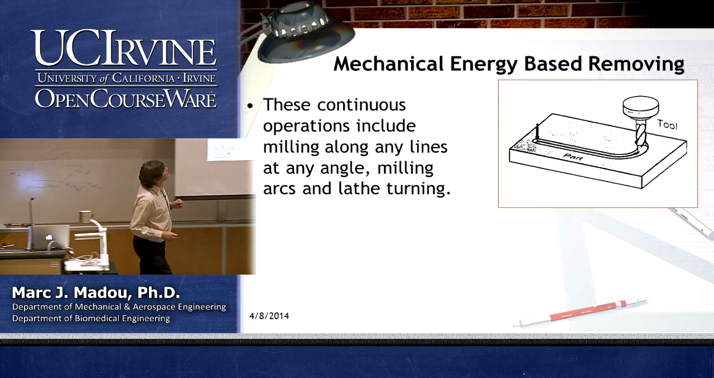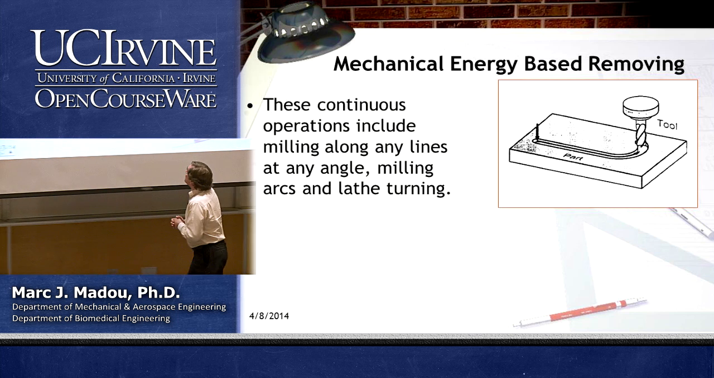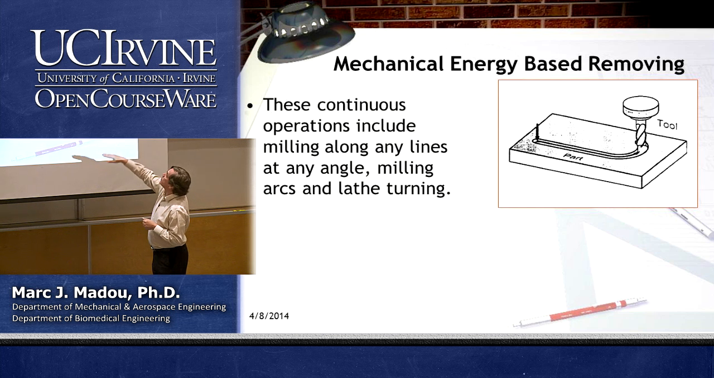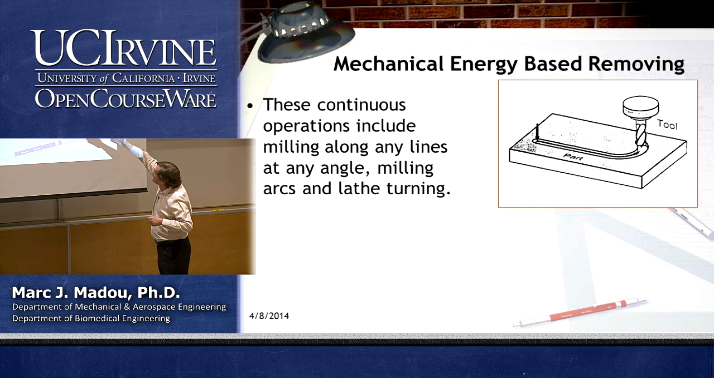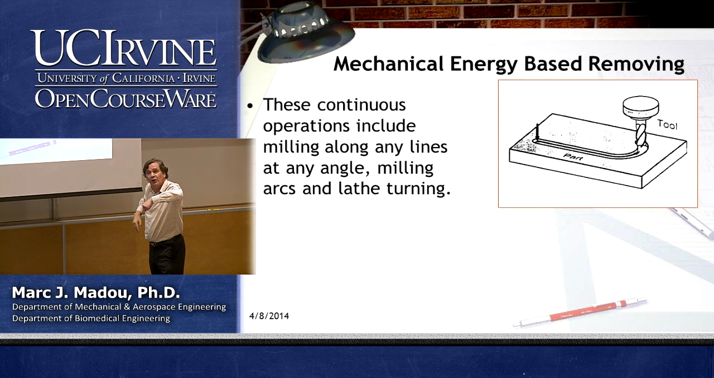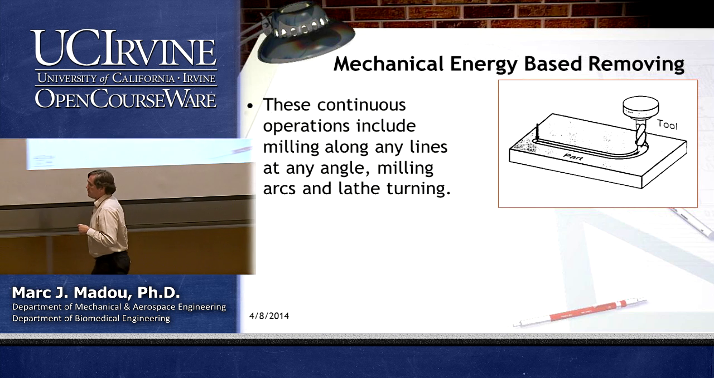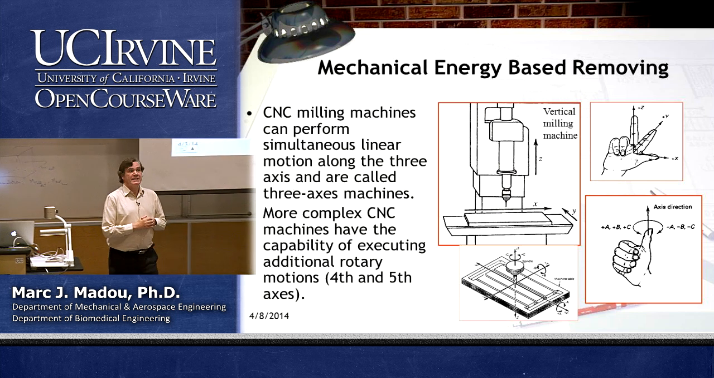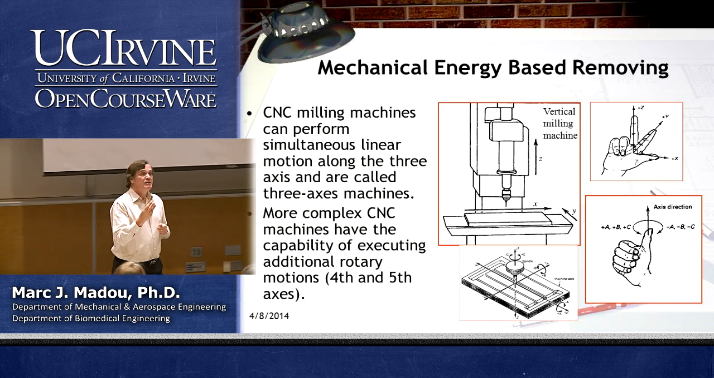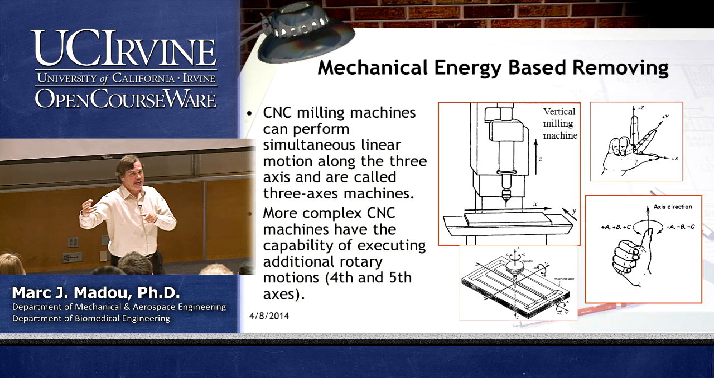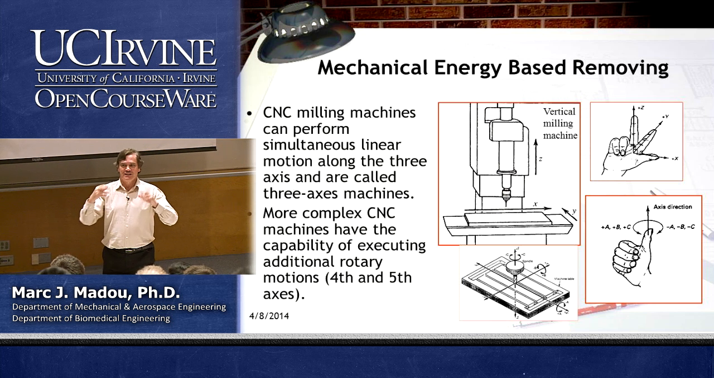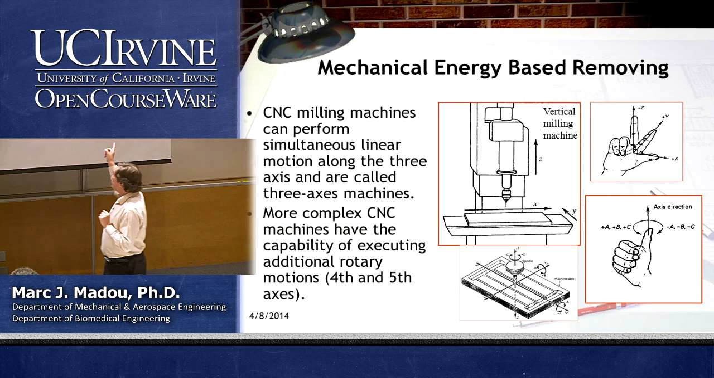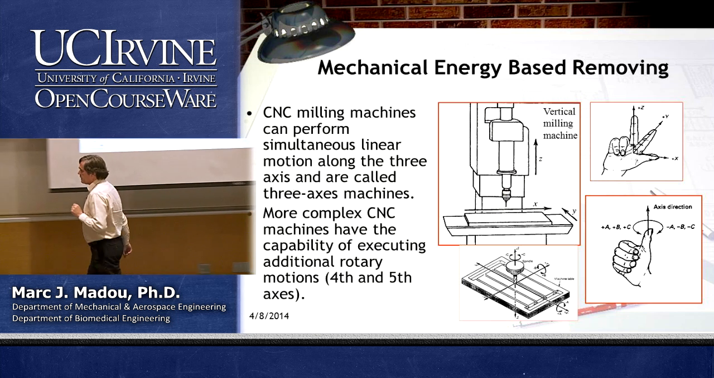And these continuous operating machines include milling along lines at any angle, milling arcs, and lathe turning, which would mean that you could basically turn the piece and also turn the drill, of course, when you wanted to. This comes to 3-axis machining, 5-axis machining, and not 6-axis machining. Remember, I told you there's a specific reason why you will never have 6-axis machining. It will become clear from this slide here.